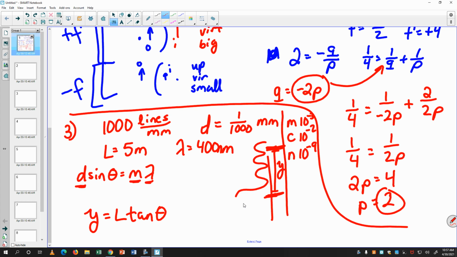But I could ask you for what is y. I might ask you what is the slit spacing, that is what is d. I could ask you for the angle somewhere along the way. I would ask you for some intermediate step along the way.